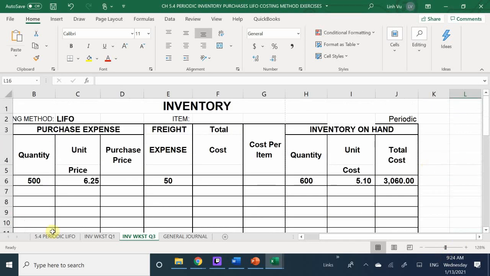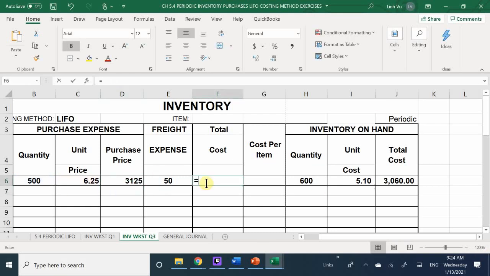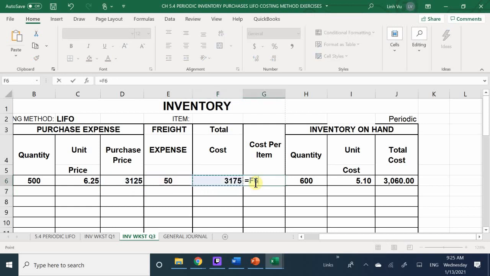Okay. So again, we have 500 items. What's my total purchase price going to be here? 3125. Yes. And then my total cost, 3175. And my cost per item, 6.35.